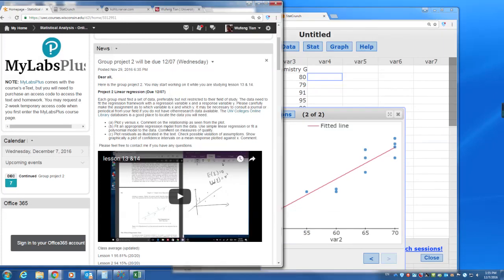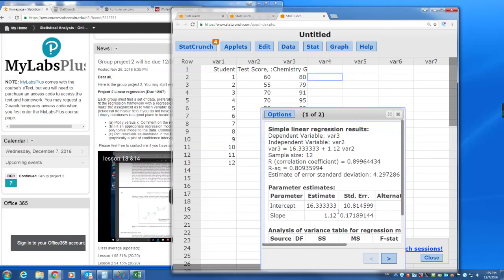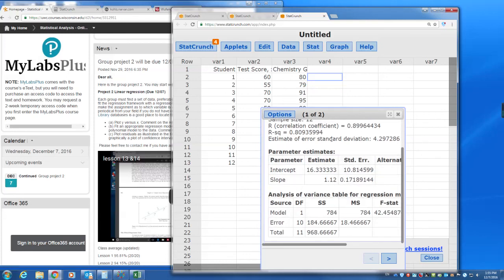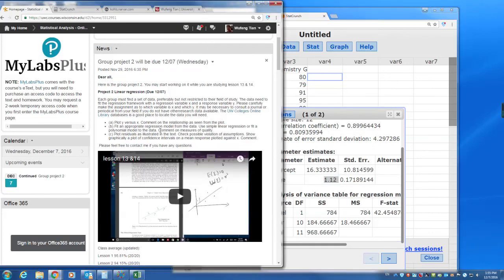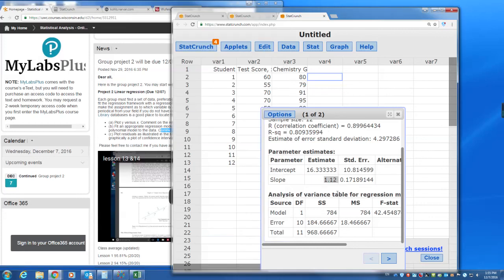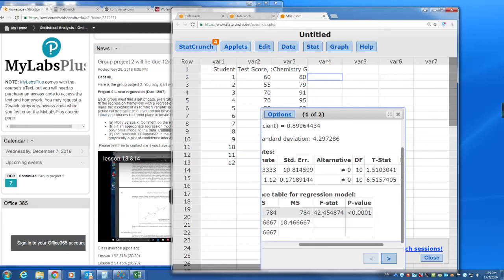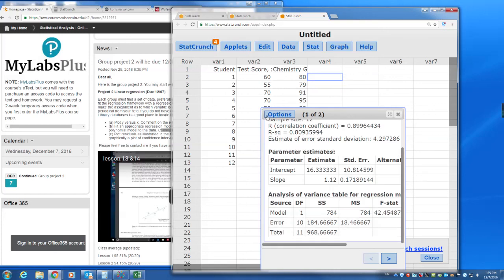Second one: fit an appropriate regression to the data. This is just a simple linear regression. It gives you a model y equals beta 0 plus beta 1 x, for example 16.33 plus 1.12x, and then common measures of the quality, and you find the error. You can look at your book too. Okay, this is a good linear correlation because the p-value is really small, so the model is good for this one.